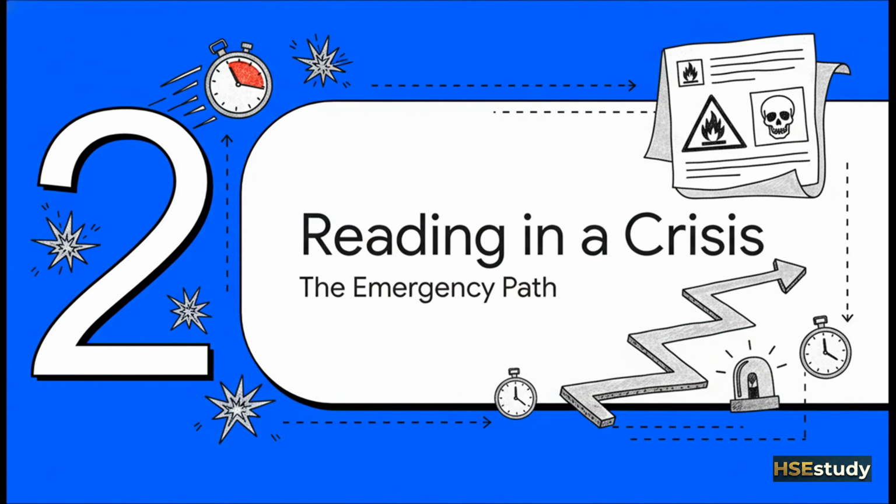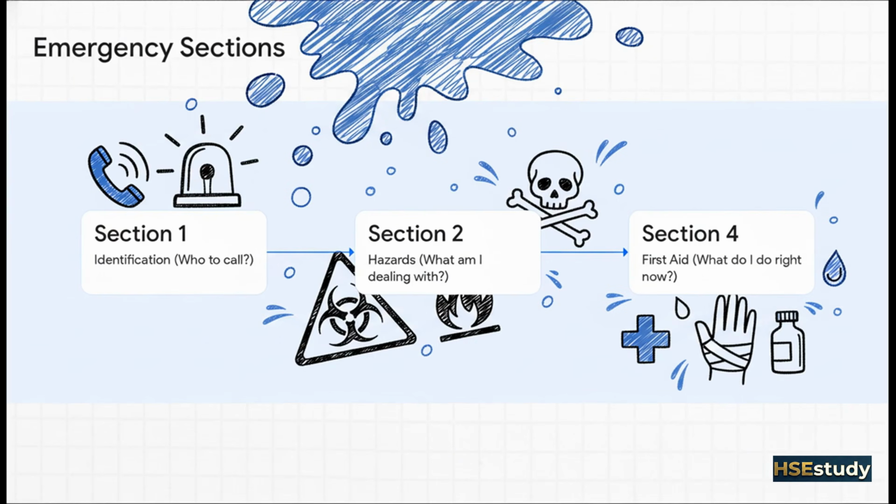Okay, now let's talk about our first and most critical skill: how to use the SDS when an emergency is happening and every single second counts. In a crisis, a big spill, a splash to the face, an unexpected reaction, you don't have time to read a novel. You need to focus on just 3 sections. And it's easiest if you think of them as answering the 3 most urgent questions you'll have. Who do I call? What am I dealing with? And what do I do right now?